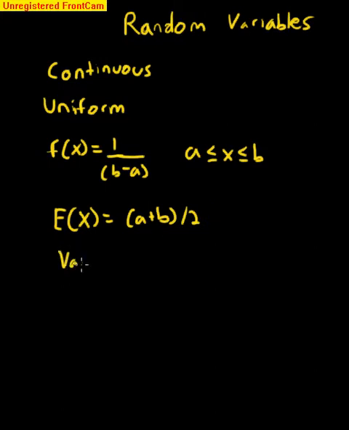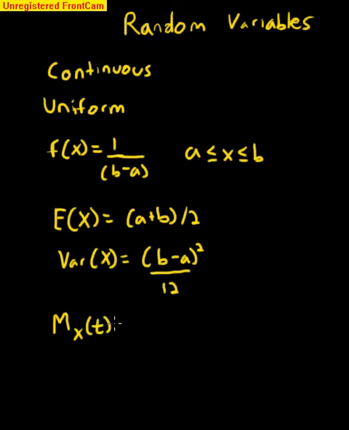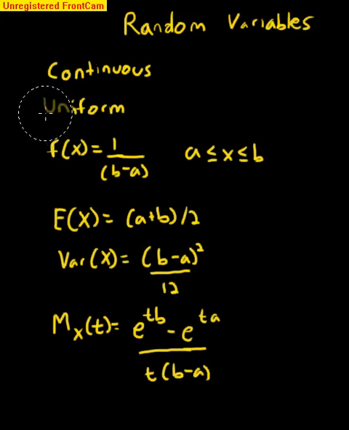We also have a variance of b minus a squared over 12. And we have an MGF, e to the tb minus e to the ta all over t times b minus a. So these are the key facts to remember about our uniform distribution. It's typically one that appears semi-frequently on actuarial exams, specifically the P exam.